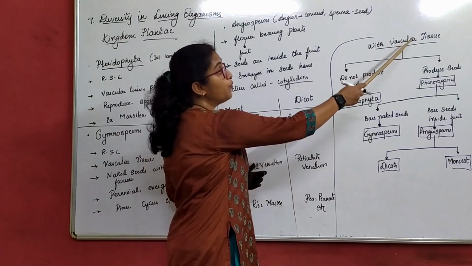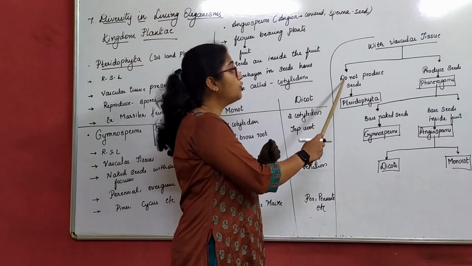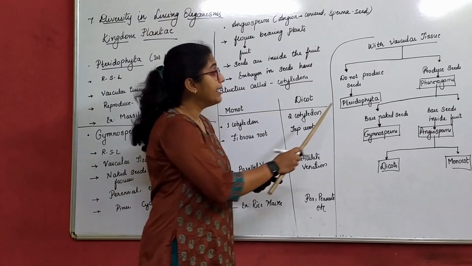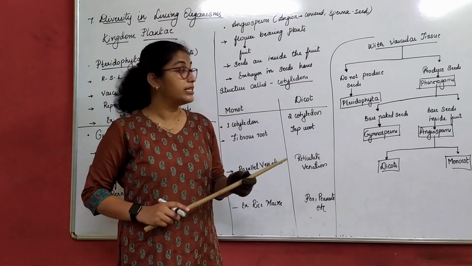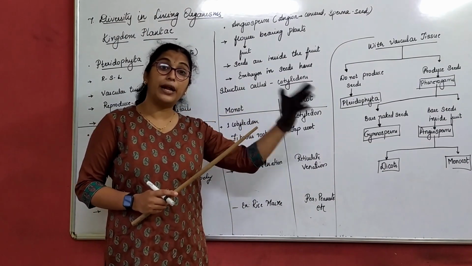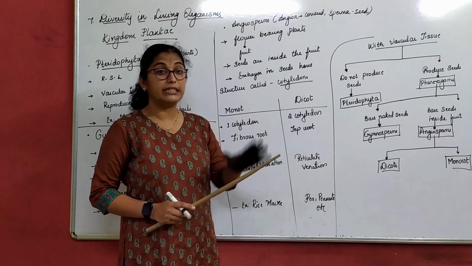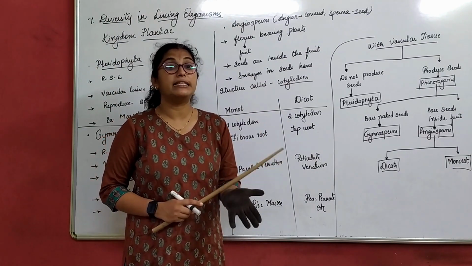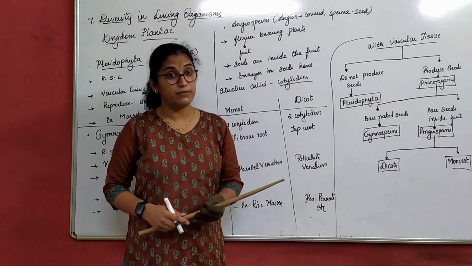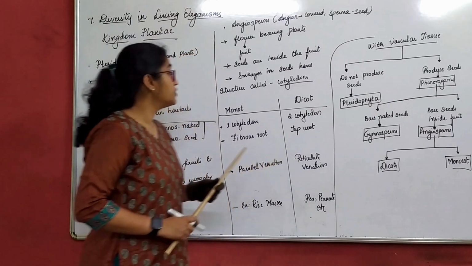When we talk about plants with vascular tissues, there again we have a bifurcation: do not produce seeds and produce seeds. In those that do not produce seeds, we study Pteridophyta. That means Pteridophyta, Bryophyta and Thallophyta come under one category of not producing any seeds. Such types of plants are called cryptogams. We studied that. Let us first study Pteridophyta.